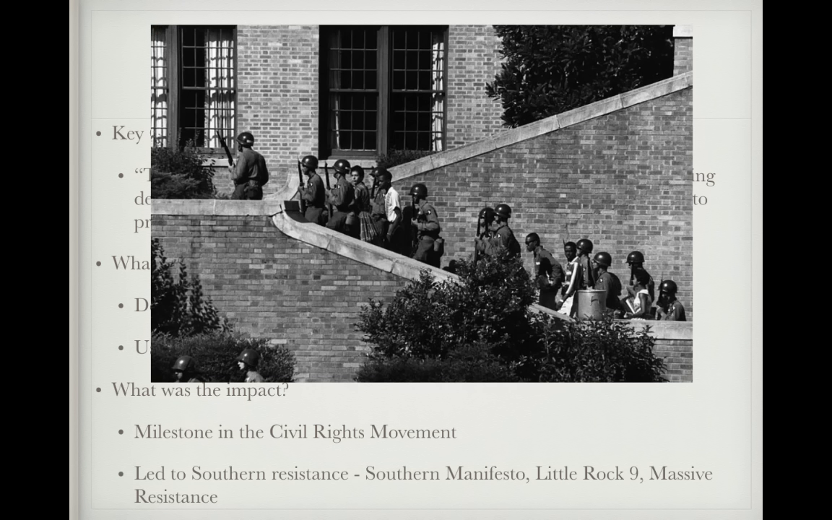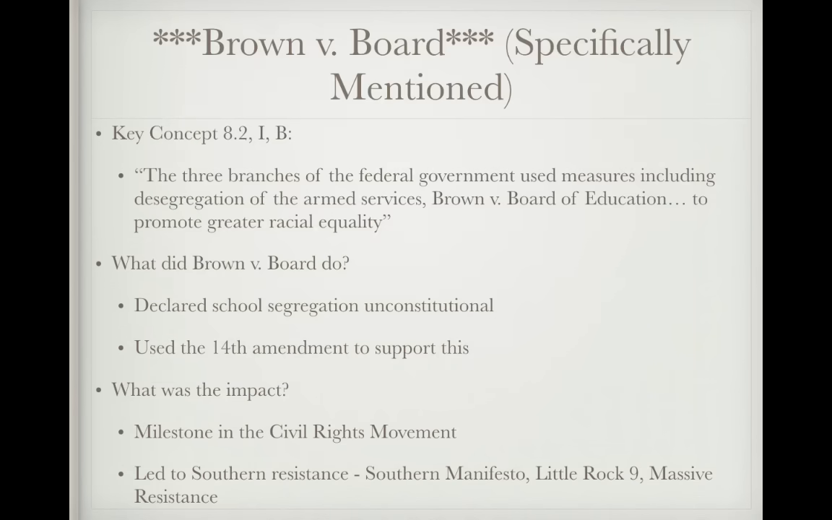And you see that the South is going to resist this, whether it's the Southern Manifesto, written by 100 Southern congressmen protesting this decision, the Little Rock Nine, in which Eisenhower had to nationalize the military to escort these 9 African-American students to school, or massive resistance, the idea that Southern schools would rather shut down than desegregate.